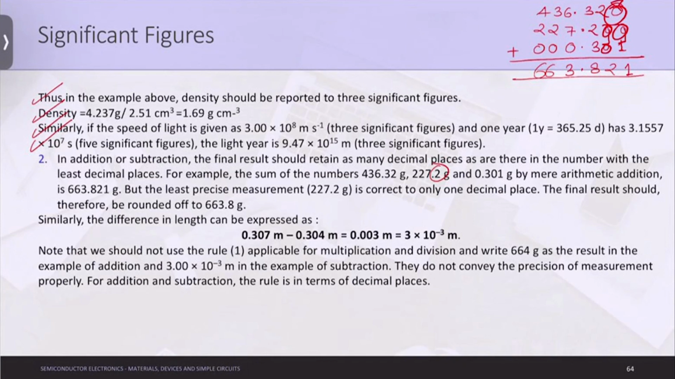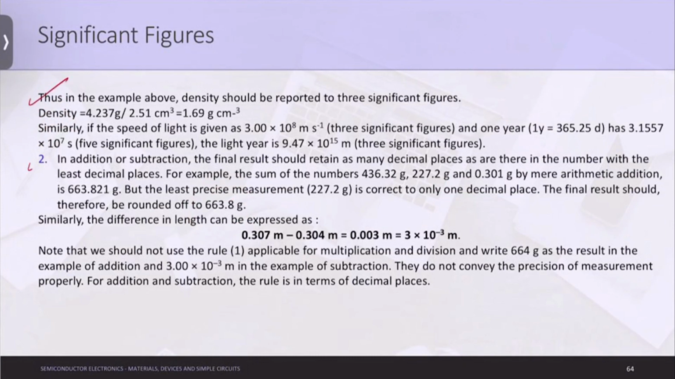What will you do? That's why the basic crux is that to reduce the uncertainty, to follow the rules of significant figures, we find the answer for the least decimal places. Therefore, the least precise measurement will be correct only up to 1 decimal place. Therefore, the final answer is 663.8 grams. Why rounding off is done like this, I will try to explain. There are complete rules for rounding off also.